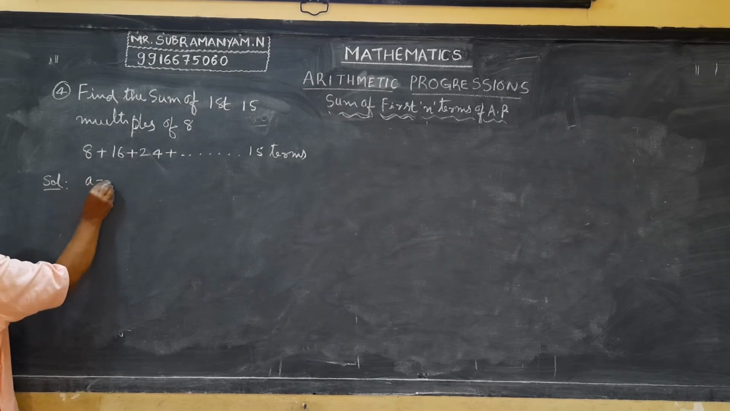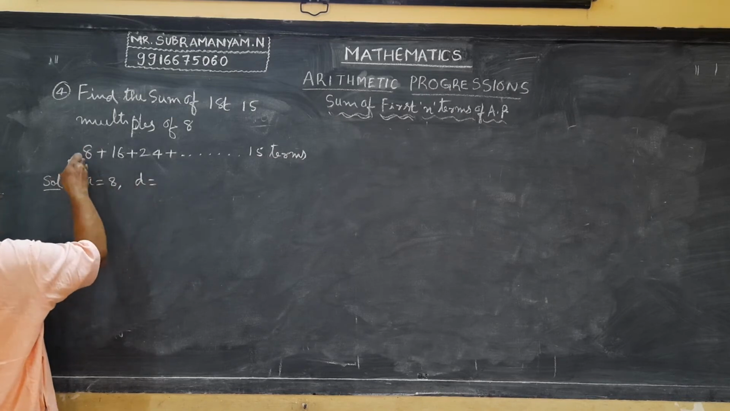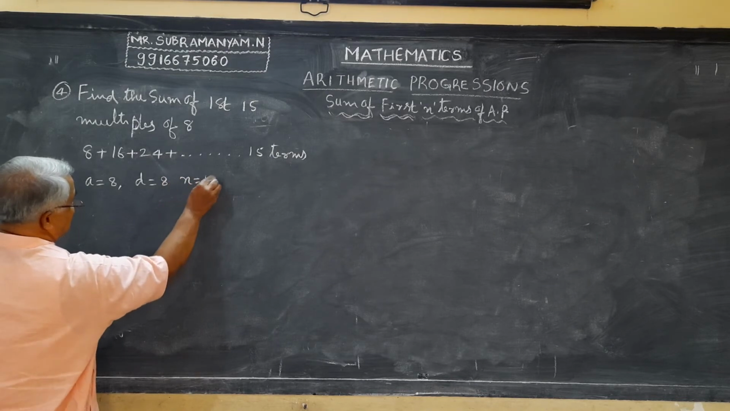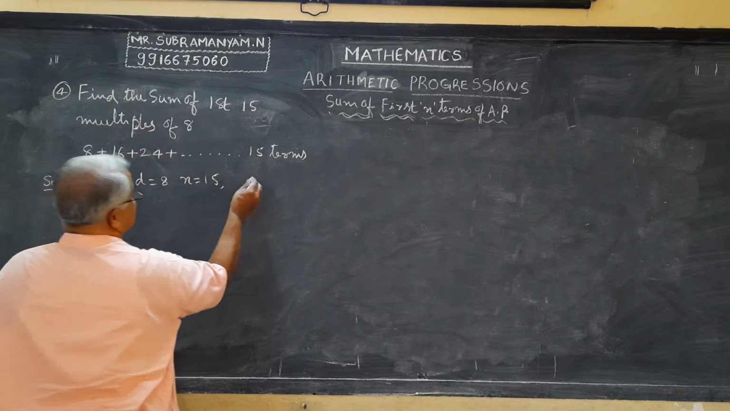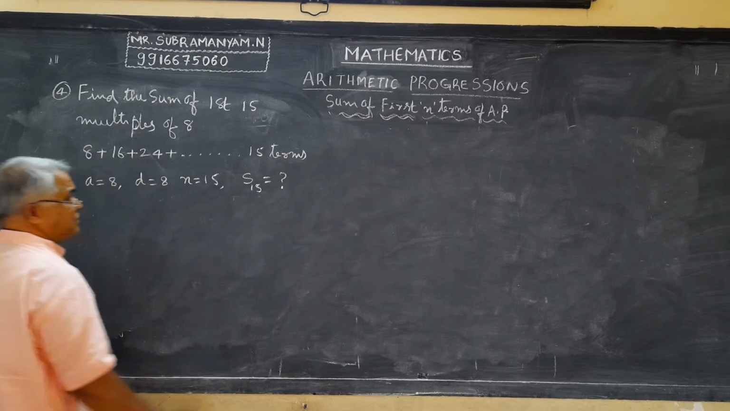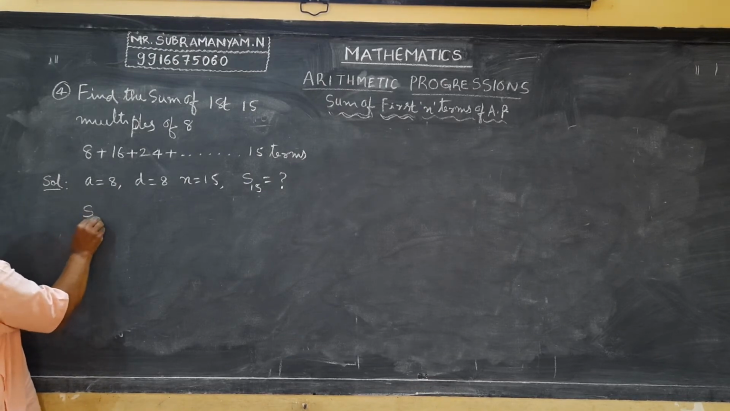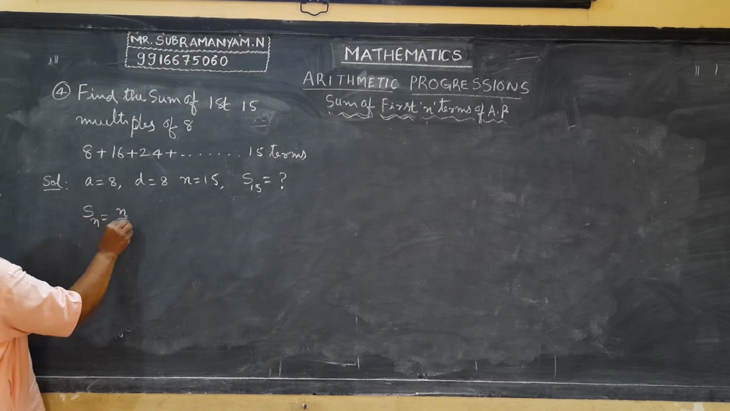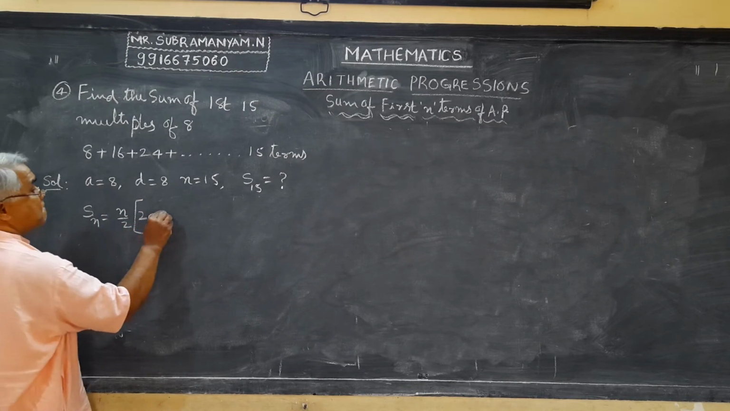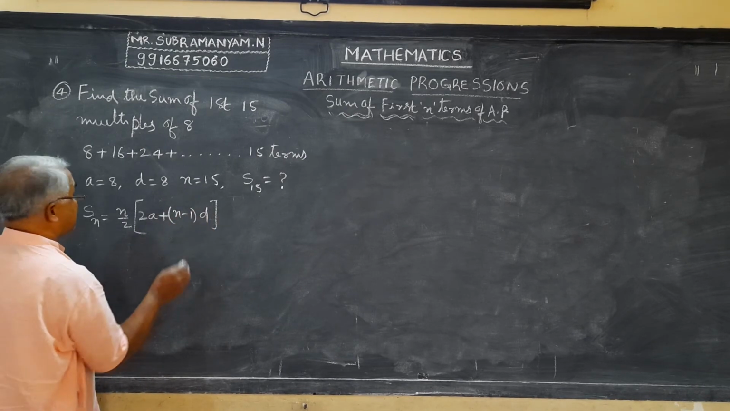A equal to 8. D equal to, subtract, so this is 8. N equal to 15. We want the sum of 15 terms. Formula: Sn equal to n by 2 into 2a plus n minus 1 into d. Substitute.